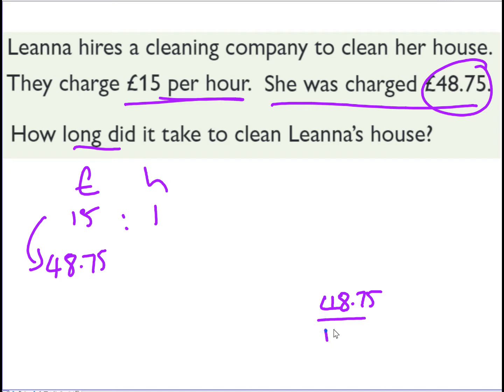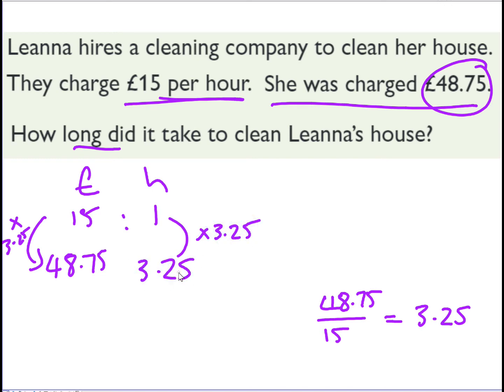£48.75 divided by 15 gives me my scale, 3.25. So I've multiplied this by 3.25. I do the same on the other side, and it's taken them 3.25 hours. Now, we don't talk like that in the real world. We know this is 3 hours, and to convert my decimal time into minutes, I multiply by 60. So it took them 3 hours and 15 minutes to clean the house.